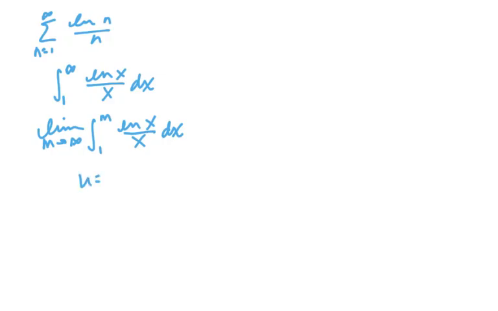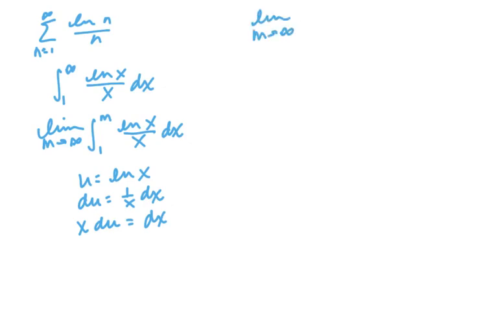Let's let u equal natural log of x, and then du is 1 over x dx. Oh, that works out nicely. Can't you just see that 1 over x dx happening? If not, dx equals x times du. So then we have the limit as m approaches infinity of the integral from 1 to m.